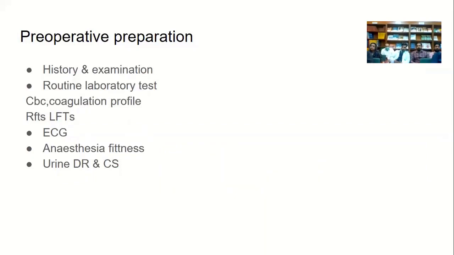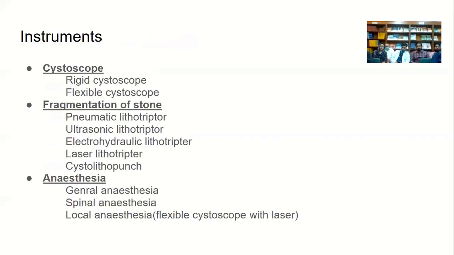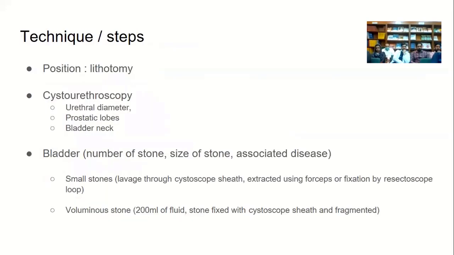Then we optimize the patient for general anesthesia. There are two kinds of cystoscope, rigid cystoscope and flexible cystoscope. Fragmentation of stone is by means of pneumatic lithotripter. Ultrasonic and electrohydraulic are not used. Laser lithotripters are sometimes used, and cystolithopunch, which is used most commonly in Pakistan. Then the anesthesia is general anesthesia or spinal anesthesia. Sometimes we can use local anesthesia with a flexible cystoscope with the laser.